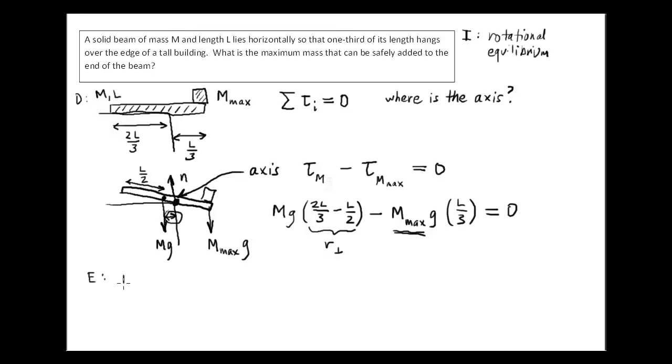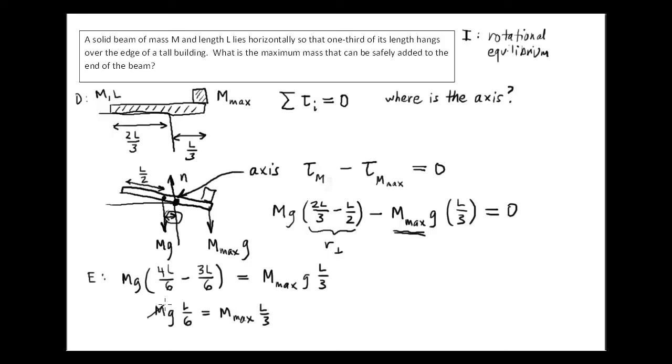So, 2L over 3. What we've really got here is mg. 2L over 3 is 4L over 6. We'll put these over a common denominator. L over 2 is 3L over 6, right? We've got that. And I'll just take the negative M max G L over 3 term and put it on the right-hand side, M max G L over 3. On the left-hand side, 4/6 minus 3/6 is 1/6. So this becomes mg L over 6 equals M max G L over 3.